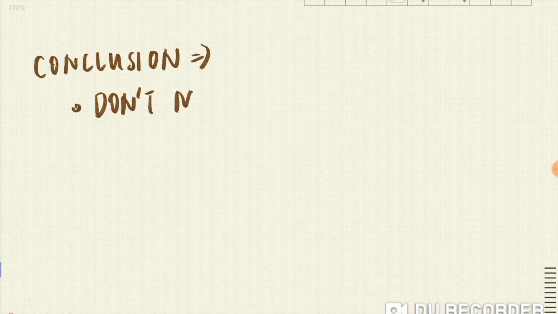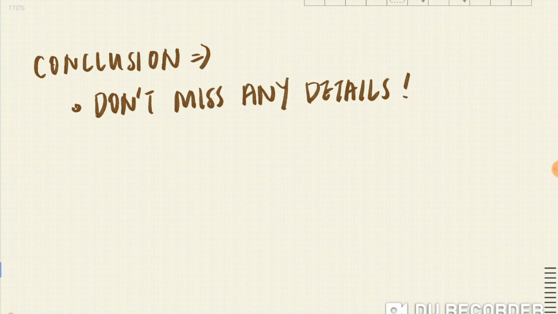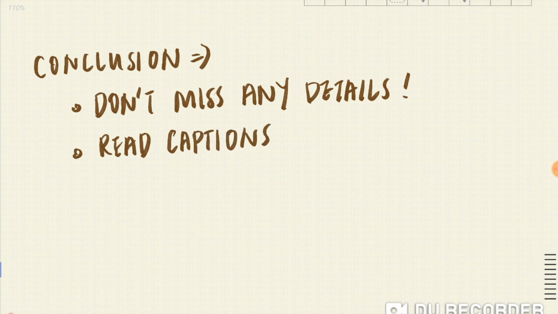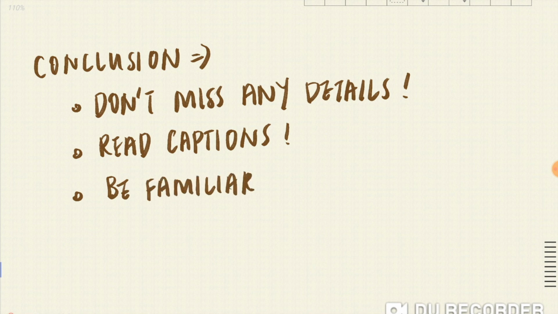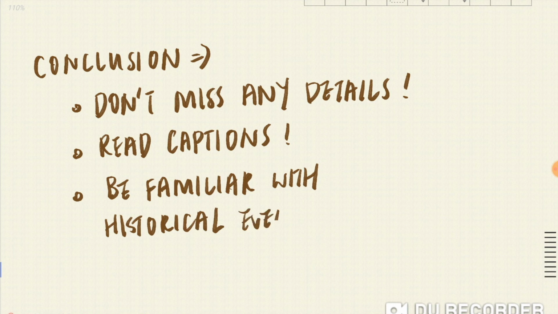the first tip is to not miss any details, including the captions, the facial expressions, the animals inside the cartoon, and the small people in the cartoon. Also read captions carefully and look for all kinds of information you can get as clues to read the cartoon, and also be familiar with historical events, especially the years of big events, because you need these clues in order to interpret what the cartoon is about.